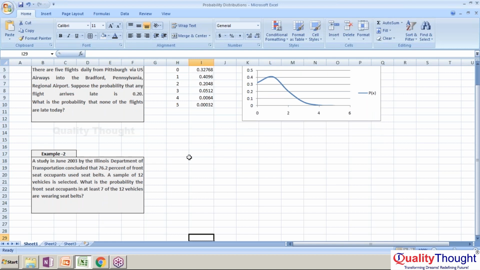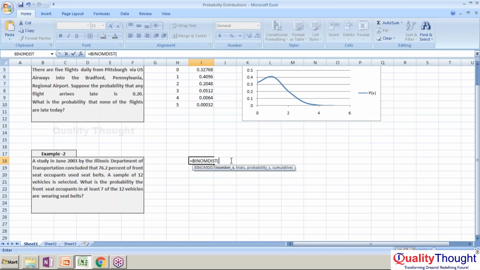A study in June 2003 by the Illinois Department of Transportation concluded that 76.2% of the front seat occupants used the seat belts. A sample of 12 vehicles is selected. Means what is the N? This is a binomial distribution. What is the sample? Number of successes is different. Sample is 12.